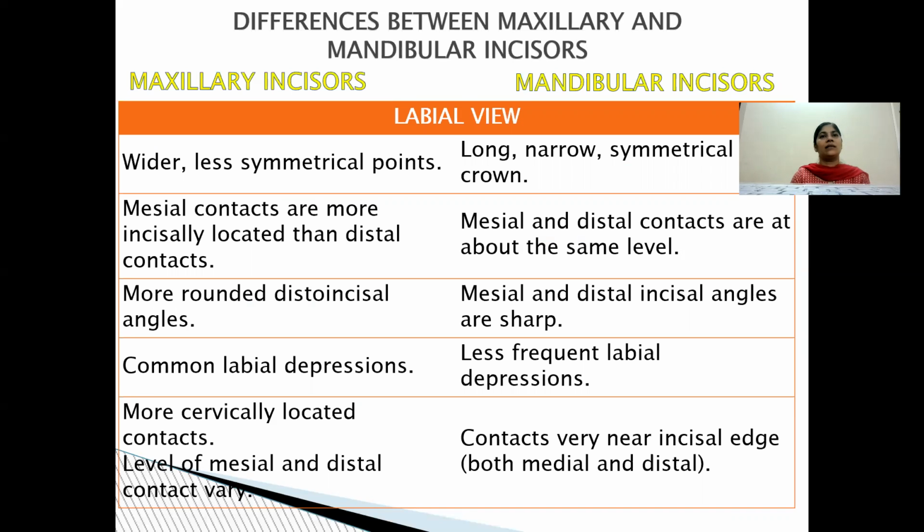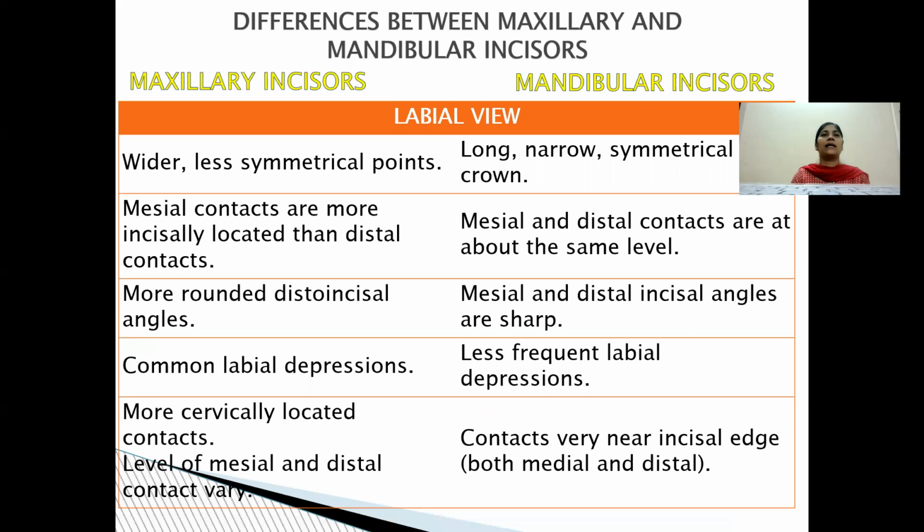Aspect wise, there are differences between the maxillary and the mandibular incisors. We'll go aspect wise. So, the labial aspect. In the permanent maxillary central incisor, it is wider and less symmetrical. Mesial contacts are more incisally located than the distal contact area. We have a more rounded distal incisal angle, whereas the mesial incisal angle is sharp. Common labial depressions can be noted, and more cervically located contact areas. And the level of the mesial and the distal contact areas vary. They are not at the same level.